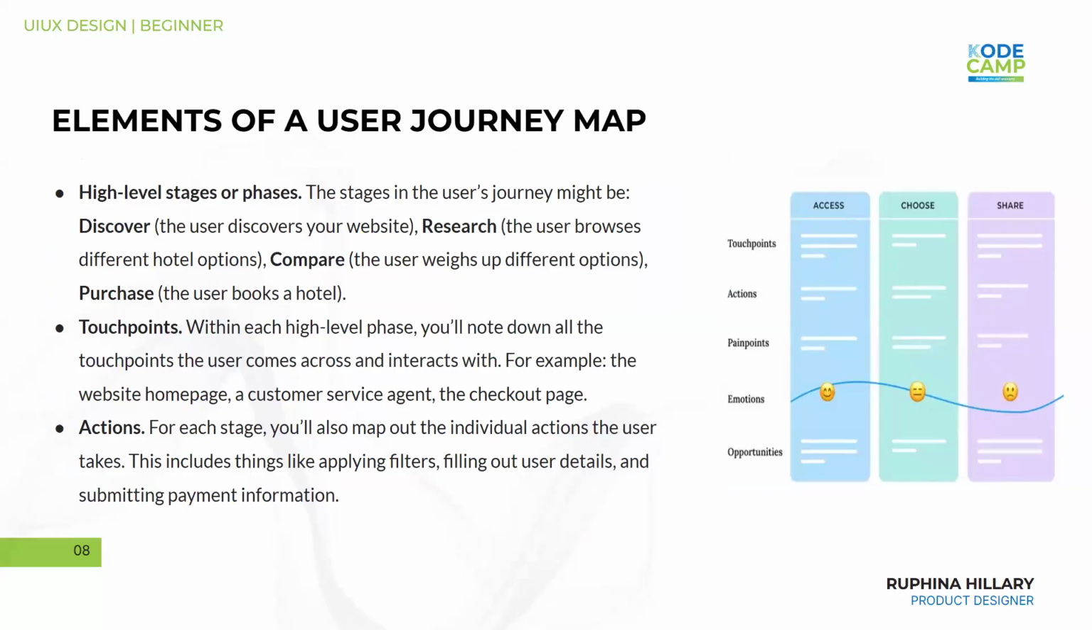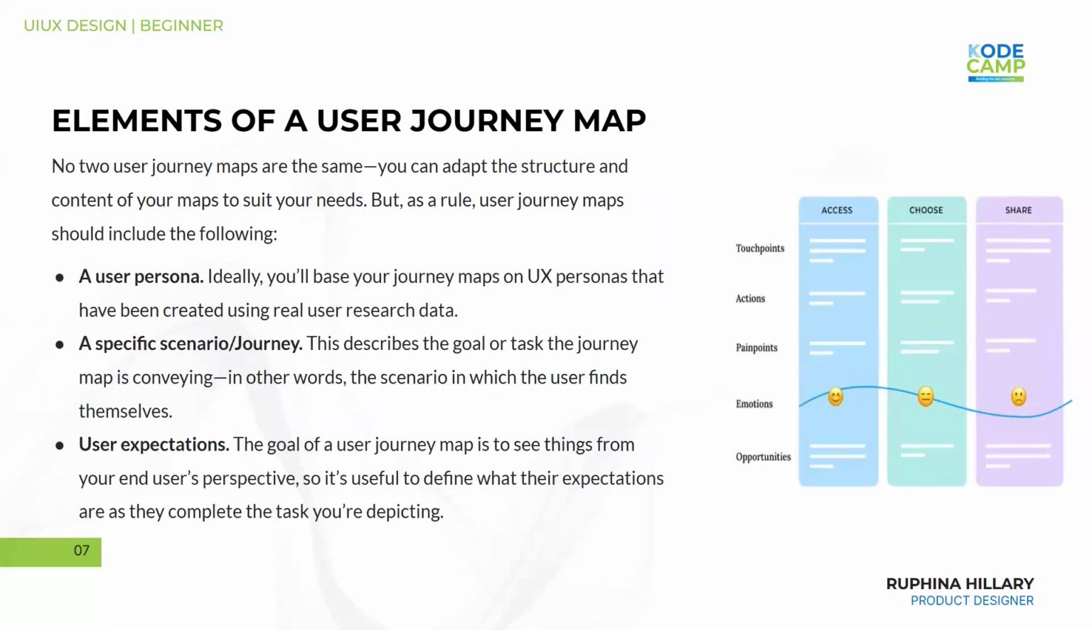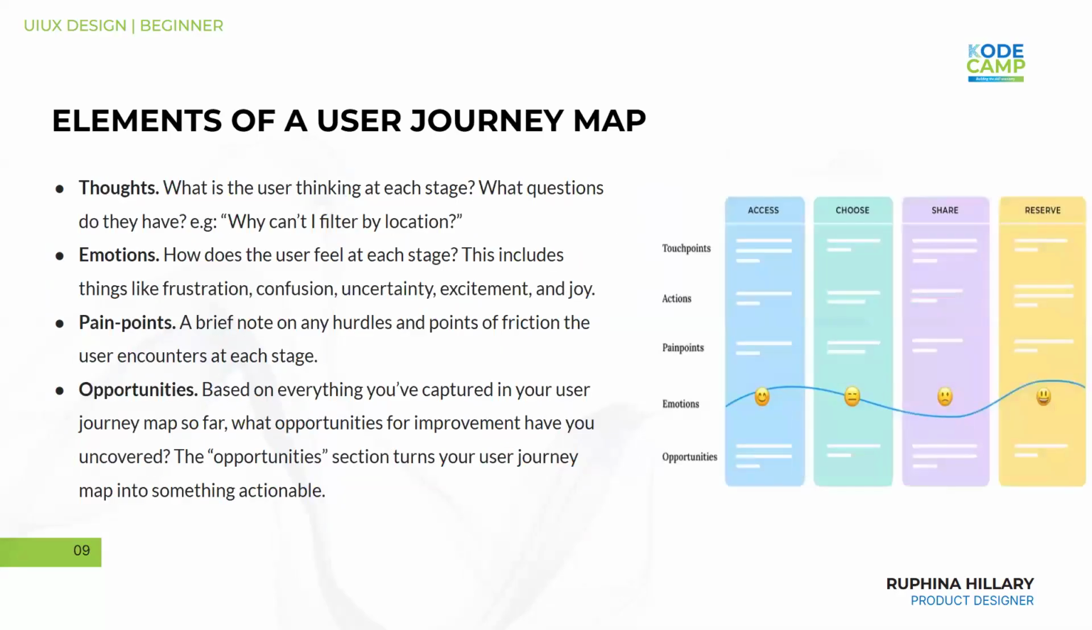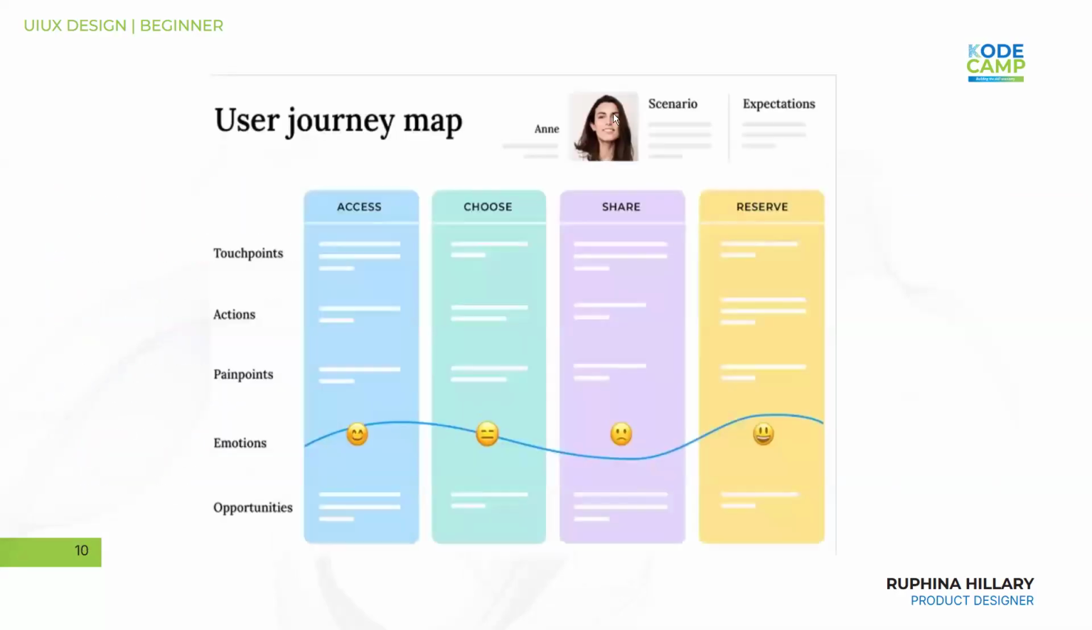Yeah, so in the elements, I talked about the user persona, the scenario, and user expectation. So I just want you to categorize this in your head. From the picture I attached here, the user persona, the scenario, and the expectations will be found at the top of the journey map. So that's still an element, as the others are elements, but they are serving different purposes.